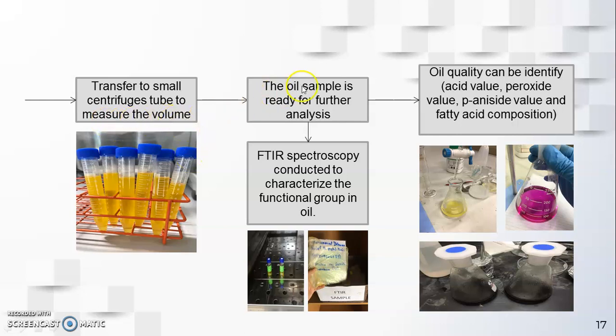Next, the oil sample is ready for further analysis, whether it will undergo FTIR spectroscopy to characterize the functional groups in the oil, or it will undergo oil quality analysis, which are acid value, peroxide value, p-anisidine and acidity value, and fatty acid composition.